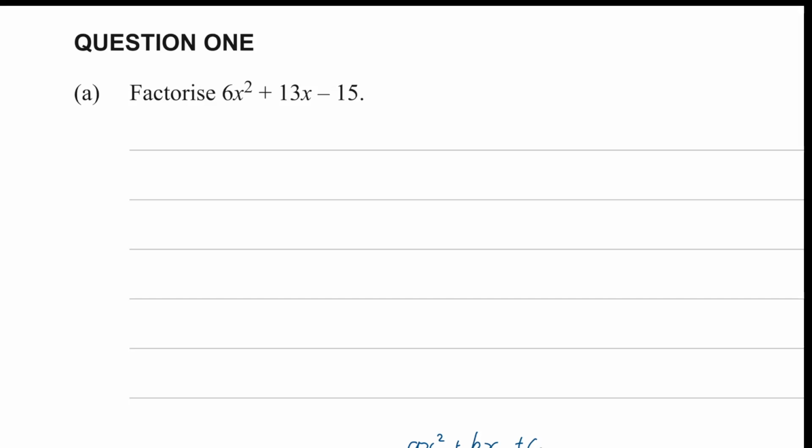Let's factorize this one together. So we have a quadratic expression. We have an x squared term as the highest power, so we know it's a quadratic. And just looking at this, it looks a little bit harder than the ones you might be used to because the coefficient of x squared is a 6.